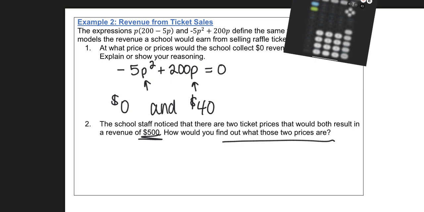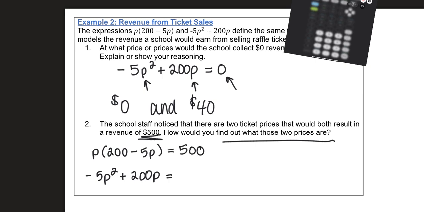We could take those equations that we have, p times (200 minus 5p) and our other equation, negative 5p squared plus 200p, right? That's the same equation, just written differently. And similarly to how we set that equal to 0, we could set that equal to 500 and just try some different numbers and figure out when we will see 500.